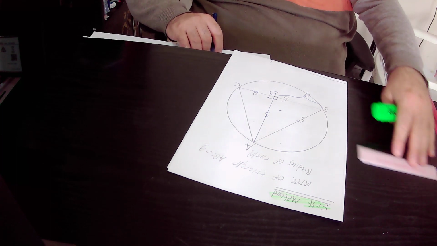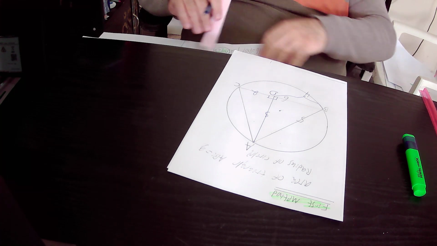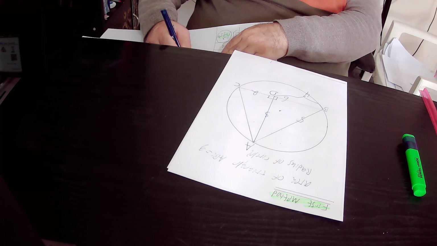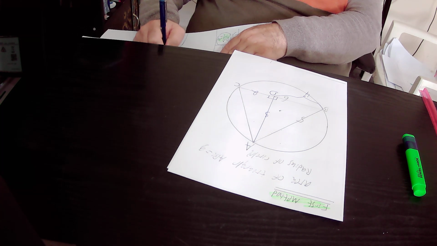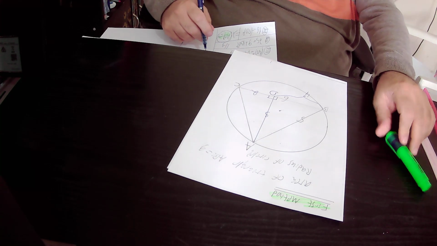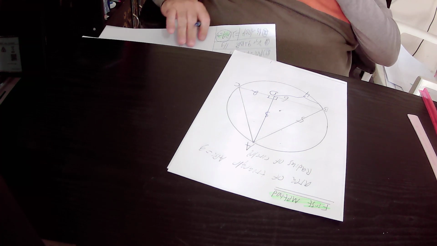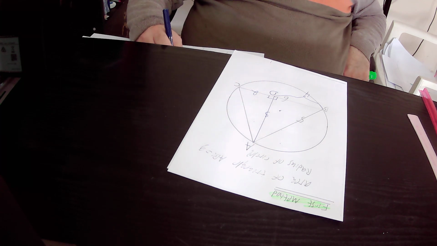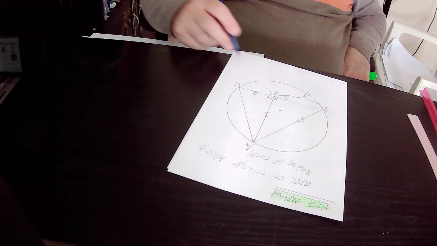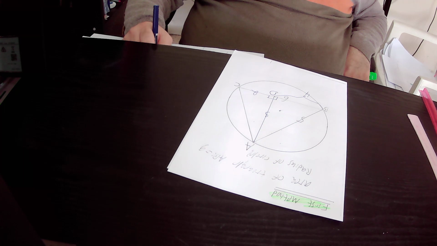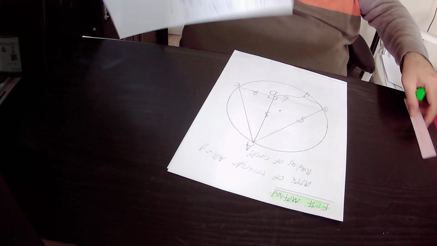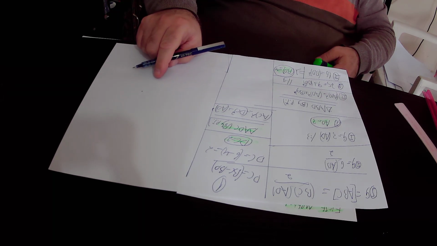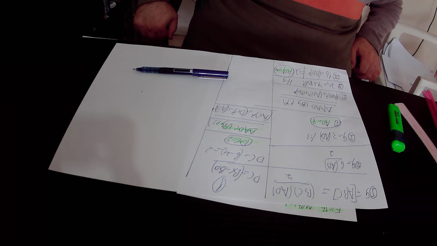In the next step, we will focus on the right triangle, triangle ADC. By the Pythagoras theorem, the square of the hypotenuse equals the sum of the squares of the perpendiculars. So the square of the hypotenuse is AC squared. It is equal to DC squared plus AD squared.